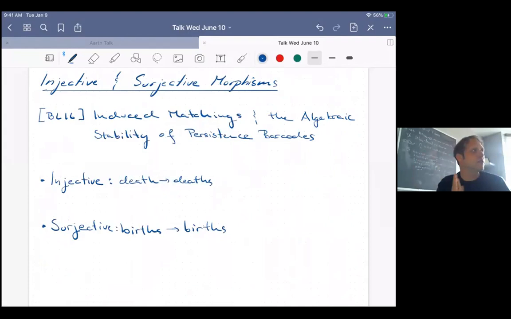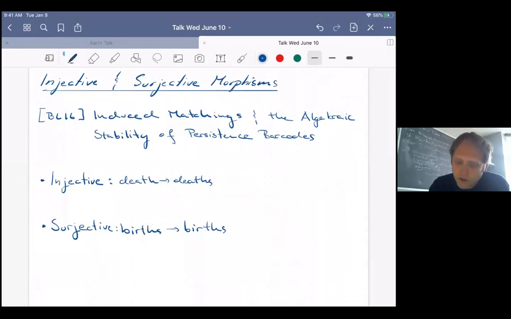and that comes from this induced matching paper, where rather than finitely generated, everything applies to pointwise finite dimensional modules. There are two bits in there that we're going to use. The first one is that if you have an injective morphism, it's going to map depths to depths, and if it's surjective, it's going to map births to births.